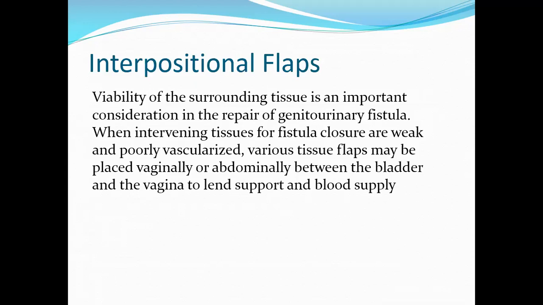Interpositional flap. The important thing is that between the two tissues I should have a good interpositional flap. Between the bladder and the vagina there must be normal supporting tissue. If the tissue is deficient or weak, for example after radiotherapy, with poor health and poor healing, we can use a flap, which may be omentum or adjacent fatty tissue, so that this will provide good blood supply and allow both tissues to heal separately. We must separate the vagina from the bladder so that every tissue will heal on its own side.